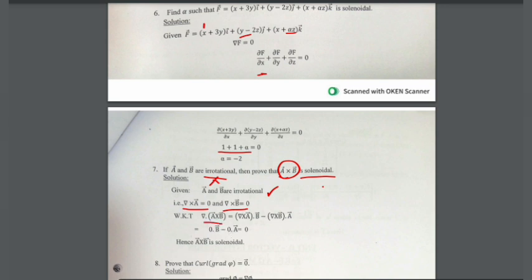So del dot of a vector cross b vector, the formula is del cross a vector dot b vector minus del cross b vector dot a vector. The value of del cross a vector is 0 and the value of del cross b vector is 0, so I get the value as 0. Hence we can say that a vector cross b vector is solenoidal because the formula for solenoidal is del dot f equals 0. So our final answer is 0. We can easily say that the given a vector cross b vector is solenoidal.